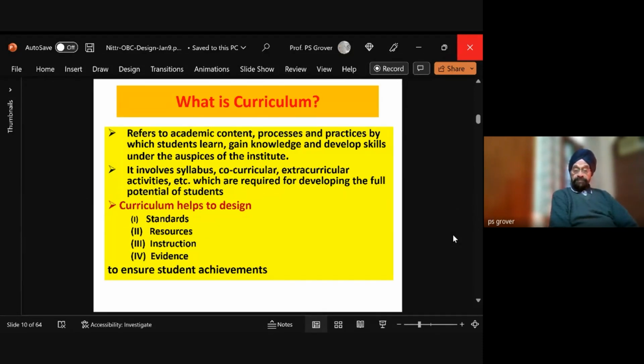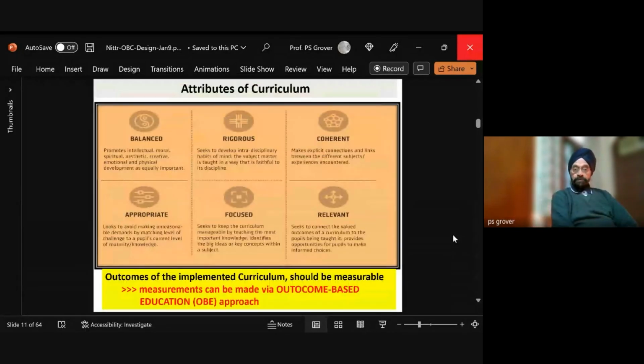And once we have designed the standards, then what resources are needed? What are the instructions, the type of instructions, to ensure student achievements? So the attributes of a curriculum in this context: it is to be balanced. That means it promotes intellectual, moral, spiritual, aesthetic, creative, emotional, and physical development for the student, for all the students. And they are all important. Not only knowledge is important, knowledge is very important, but intellectual, moral, spiritual, aesthetic, creative, emotional, these are all important.